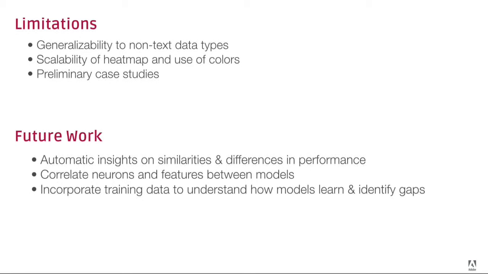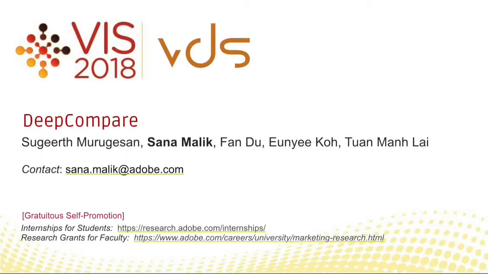In future work, we'd want to see how we could automate some of the insights on the similarities and differences in performance, particularly being able to automatically correlate neurons and features between the models. If we have two different architectures, how can we correlate the models or the neurons to show similar features between them? And we're also interested in incorporating training data to understand how the models learn and to be able to identify gaps. And that's all I have, so I'll take questions now.